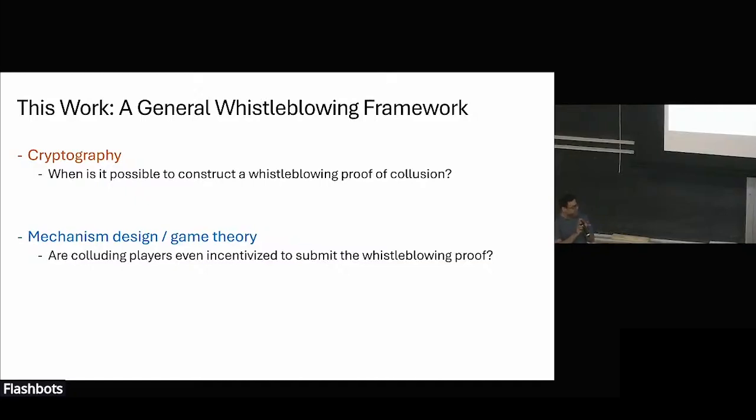But from the game theoretic side, what we want is for these proofs to be incentive compatible. That means that whenever a proof is generated, you want to be incentivized to submit this proof. Or in other words, honesty must be this sub-game perfect Nash equilibrium of the entire game, of first deciding whether to collude or not, and then the second stage of deciding whether or not to submit this collusion proof.